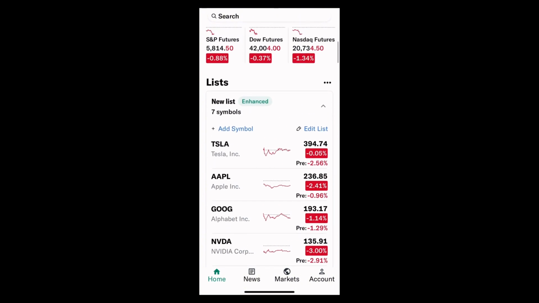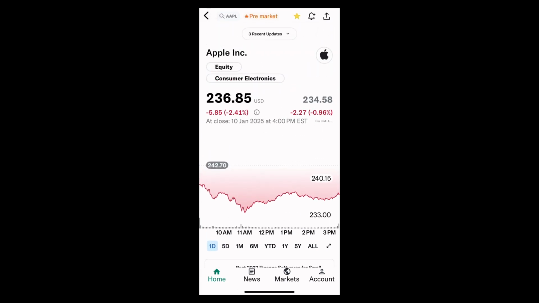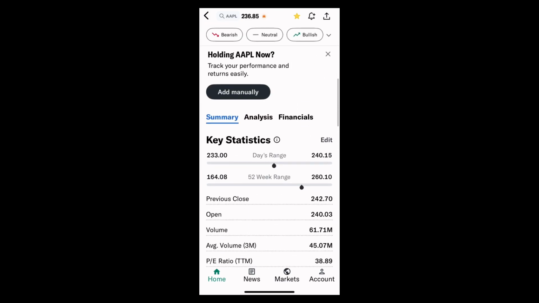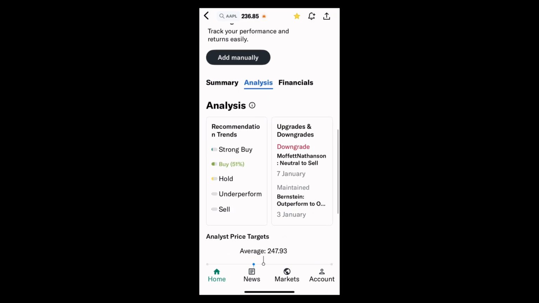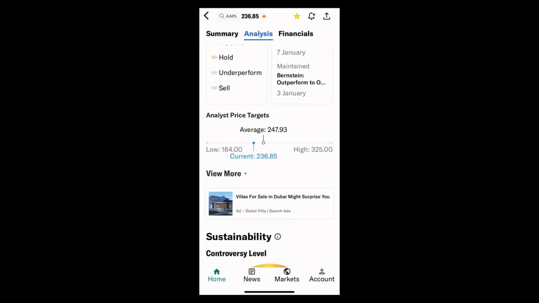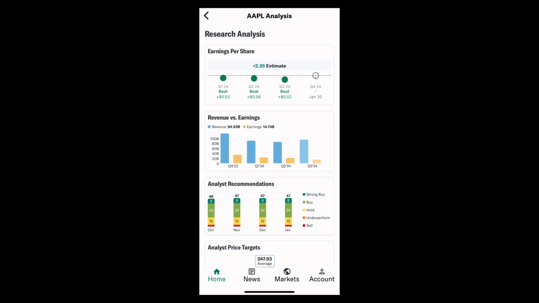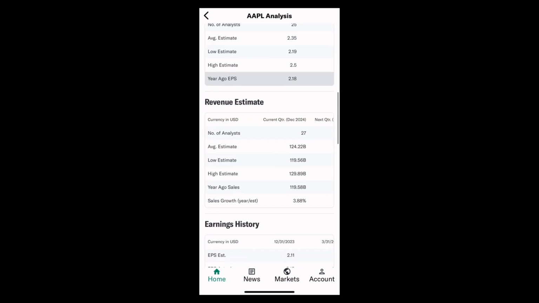just like this. Now tap onto one of the stocks just like this. Now to see the stock charts of this stock, scroll down and here you will find the option of analysis. Simply tap on it. Then again scroll down and tap onto the view more option right here. And finally here you can see the stock charts of the stock of the Apple company just like this.